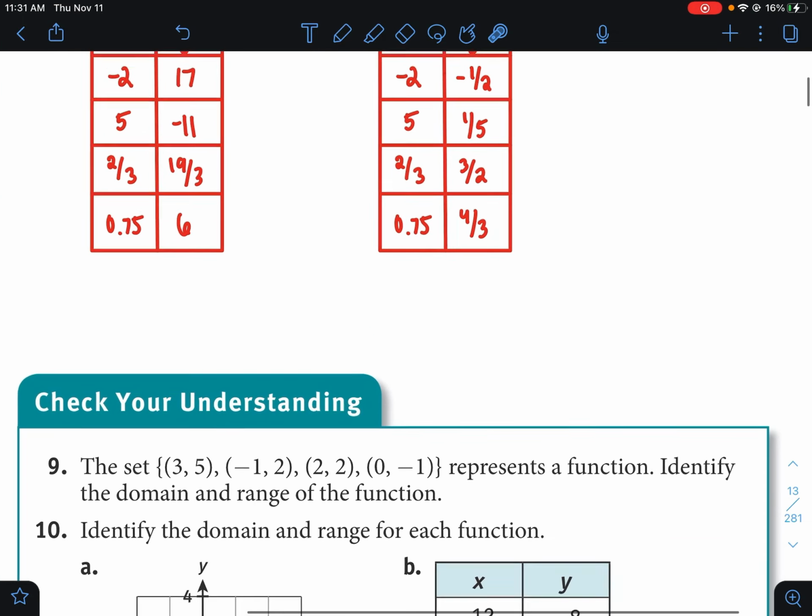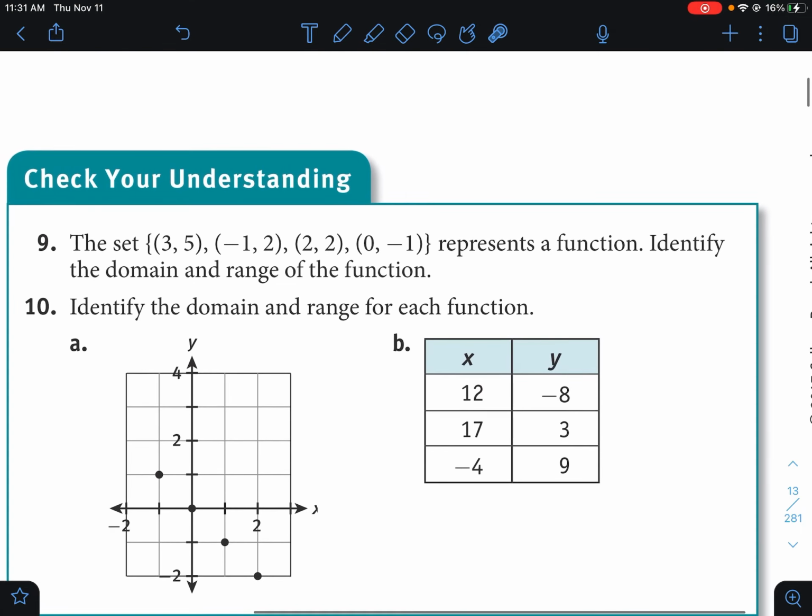Here's the check your understanding. It says this set of values represents a function. And again, why do we know this? Because every input, 3, negative 1, 2, and 0, has only one output. It is okay that negative 1's output is 2 and so is positive 2's. It's just the fact that whenever I input a 2, I always get out a 2, or I input a negative 1, I always get out a 2. So identify the domain and the range.